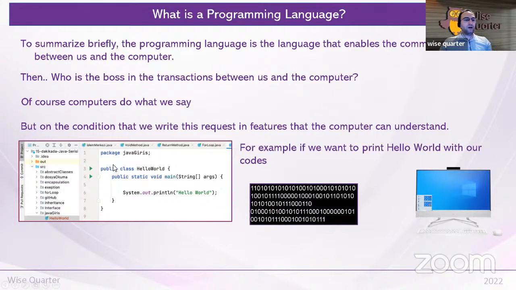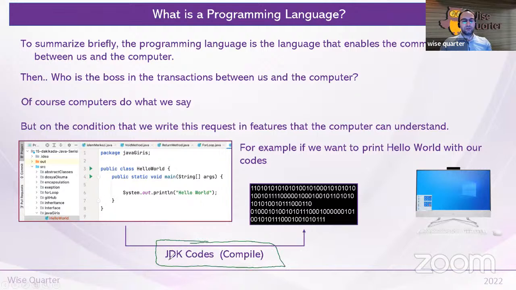Computer and Java, actually Java handles that part. We write a code using Java like this, and the JDK, Java Developer Kit, handles that part. It translates our code to binary code like this, a code that computer can understand. Otherwise, we cannot communicate with computers.